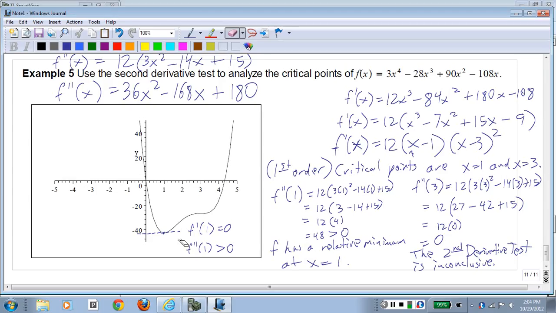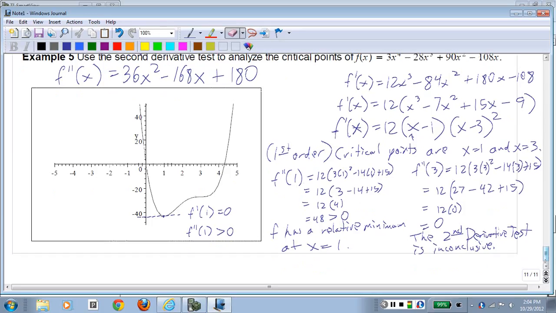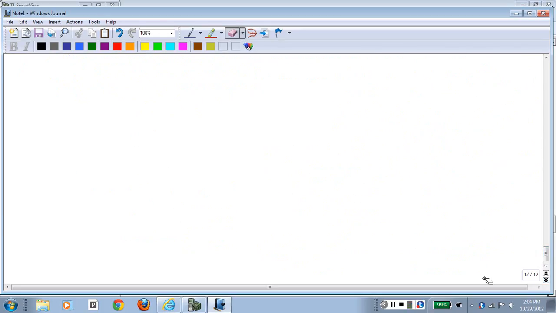So it's curving upward, and so it has a relative minimum there. In this case, it is an absolute minimum. The minimum value of the function on the interval of negative infinity to positive infinity.